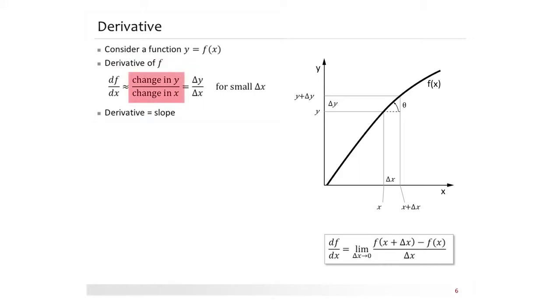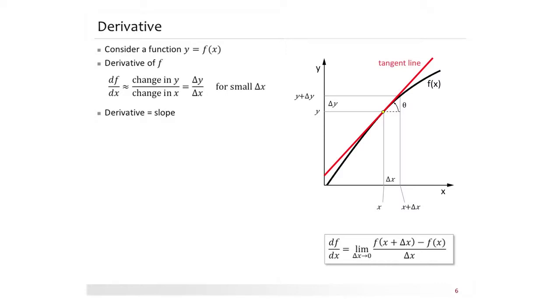It's change in y divided by change in x. So you have change in x, so you go from here to there, and there is a corresponding change in y. And it works only for small delta y and delta x. So derivative is basically slope of this curve.